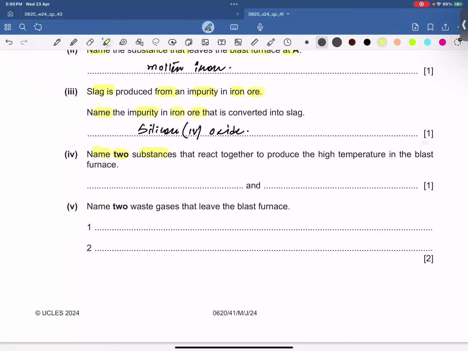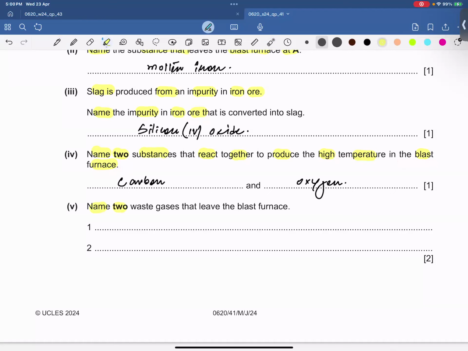Name two substances that react together to produce the high temperature in the blast furnace. So carbon and oxygen, when reacted together, then carbon dioxide gas is formed. This reaction is extremely exothermic, and therefore energy is given off. That energy increases the temperature of the blast furnace.